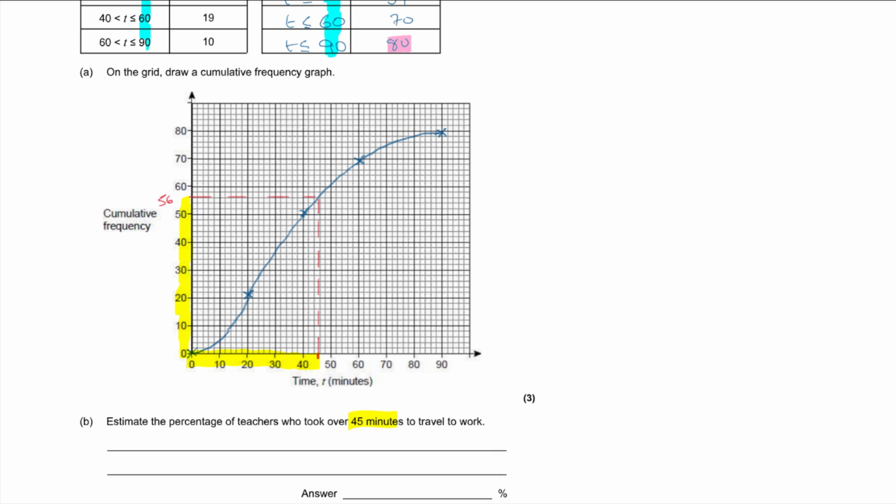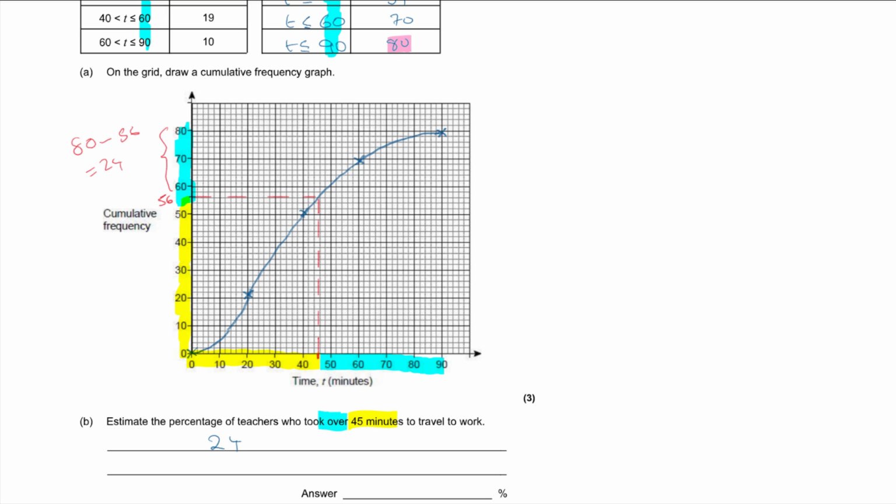Now we want people who took over 45 minutes. Okay, so over 45 minutes is this side of the line, and on the cumulative frequency, it's going to be these people up here. So if 56 people took 45 minutes or fewer, then it's going to be 80 minus 56. That's 24, isn't it? So this section here is worth 24 people. So there are actually 24 teachers who took more than 45 minutes to travel to work.